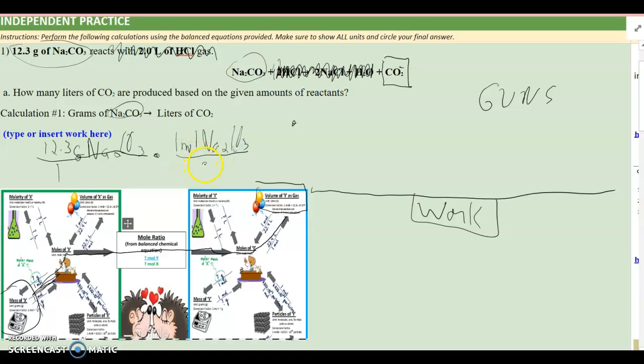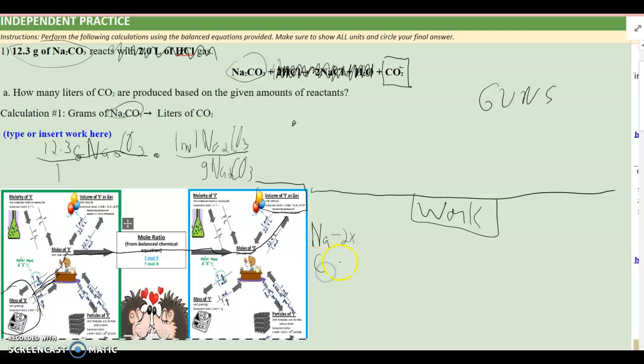And then on the bottom, it's telling me to put grams of Na2CO3. Well, how many grams are there in 1 mole? Well, this is where I got to use my periodic table. So let me get my setup in my work section. So Na, I have 2 of them. I'm going to multiply that by the mass. And I don't know what the mass is yet. I'm going to use my periodic table. Right now I'm just getting set up.